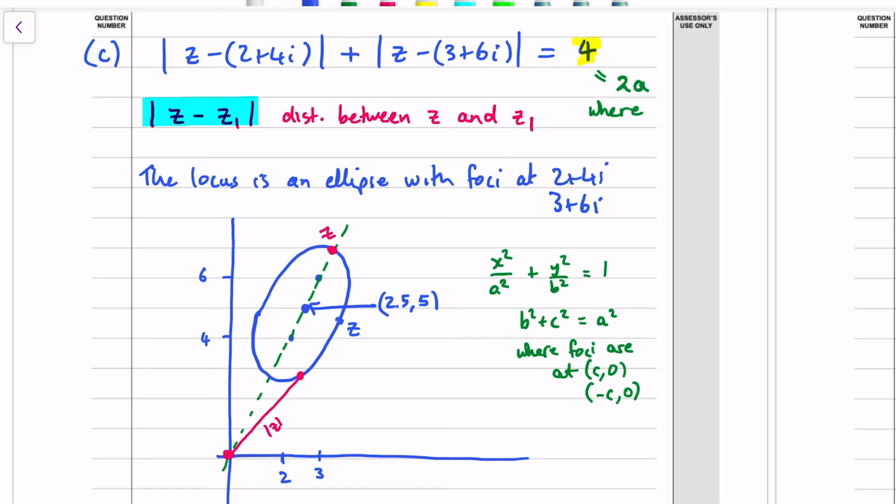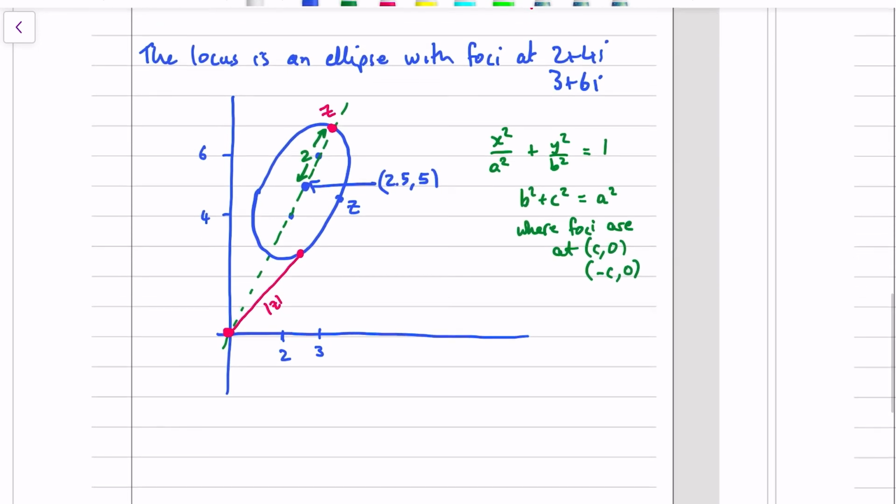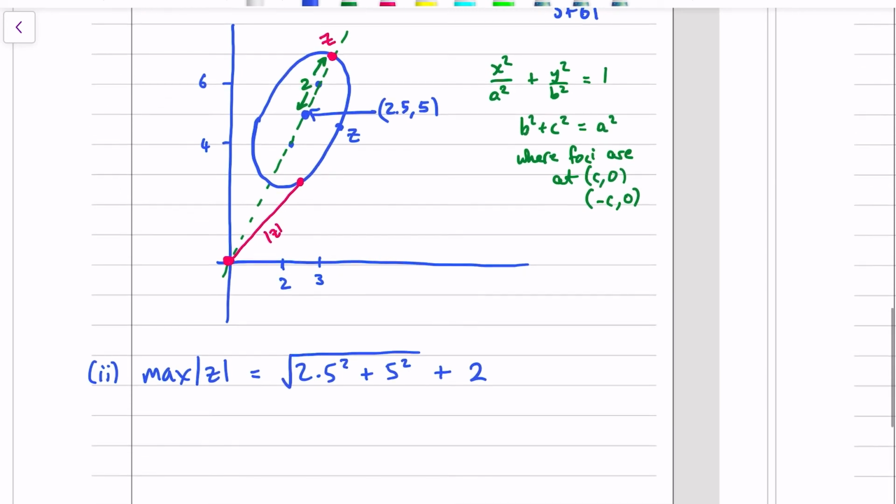So we can find the distance of that point from the origin, and then we can add 2 to it, because in this question the sum of the distances is equal to 4, which means 2a is equal to 4, which means a is equal to 2. So the max value of the modulus is equal to the distance from the origin to the center plus the extra 2 to get to the far side of the ellipse.